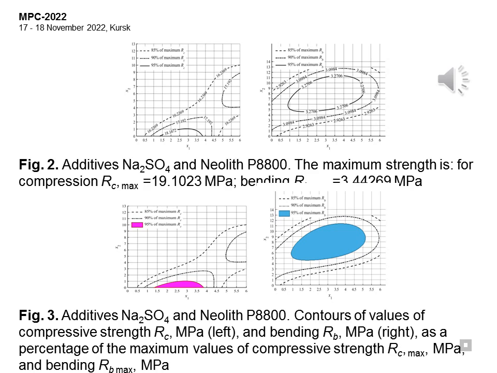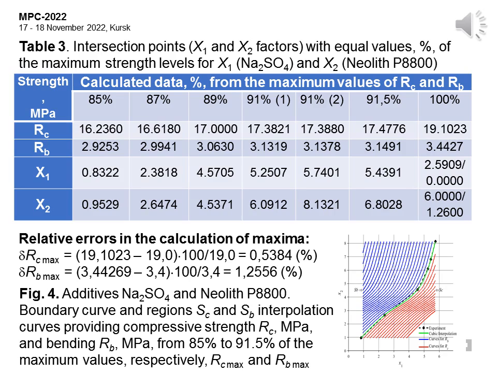The boundary interpolation curve and the range of values that guarantee the compressive and bending strengths, the range from 85 to 91.5%, are shown in Figure 4. As a result of the study, optimization criteria were established. The sequence and scheme for selecting the optimal composition of cement composite materials containing modifying additives were presented.